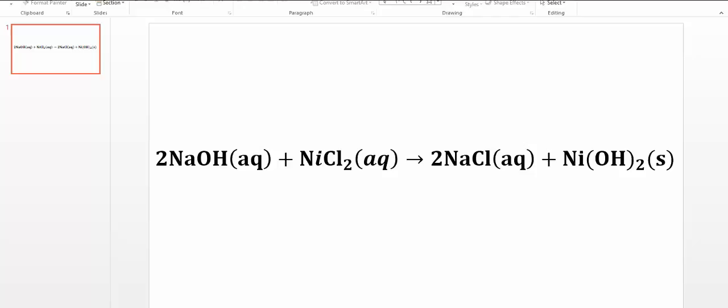And we'll know this reaction has occurred if a precipitate forms, because we know from our solubility rules that OH compounds are insoluble, and when they bond with nickel, nickel is not the exception to make the compound soluble.